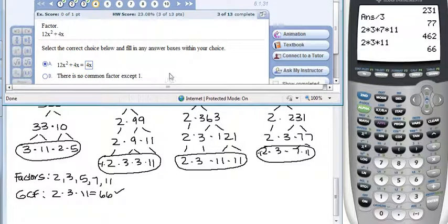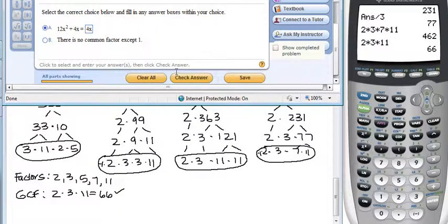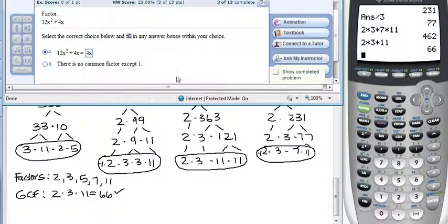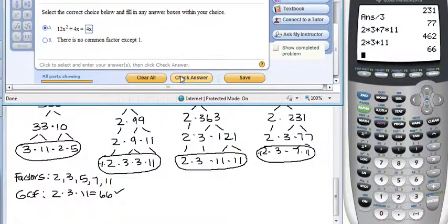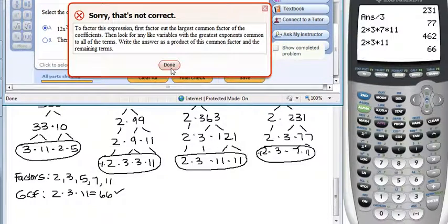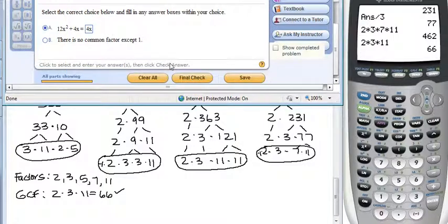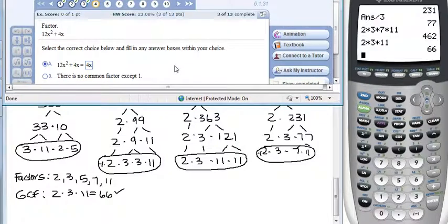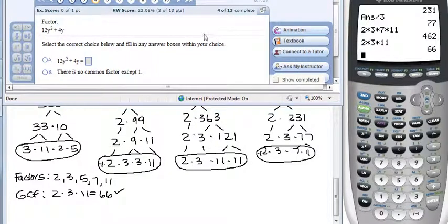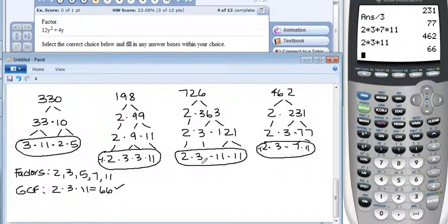What's wrong with that? Factor. What's wrong with 4x? To factor this expression, write the answer as a product of this common factor. Look for variables. How could that not be right? I don't know. Okay, so they don't want that. Sorry, I had to pause it for a second. They don't want the GCF. They want us to factor it.